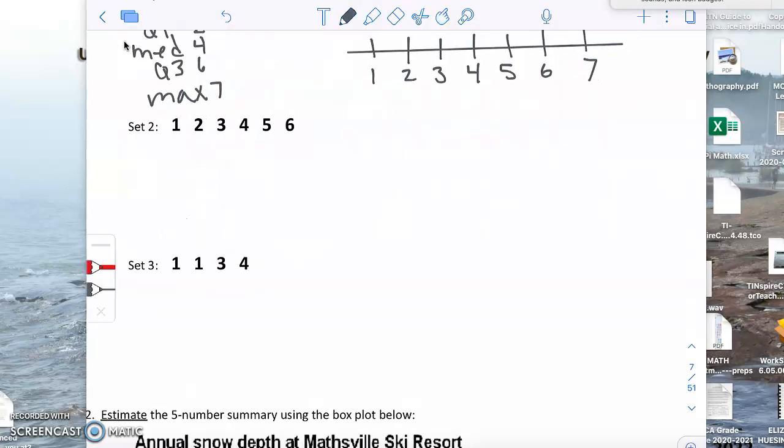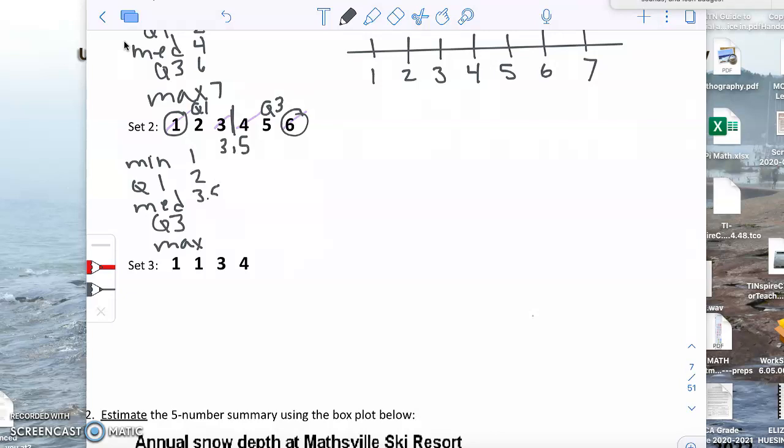So if we take a look at this one, our min and our max, our median is right in the middle, so that would be 3.5. And then the middle of the bottom half, Q1, and the middle of the top half, we have Q3. So we have our min, Q1, median, Q3, and our max. So we have 1, 2, 3.5, 5, and 6.